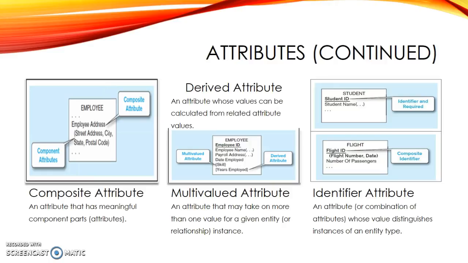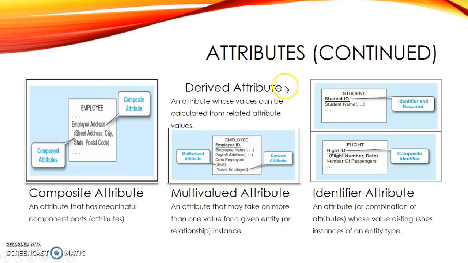A composite attribute would be employee address. There are many more composite attributes, but in this example, employee address can be broken into more attributes, such as street address, city, state, postal code, apartment number, and etc. Now, multi-valued attributes would be like skill, because let's say skill in programming, you could have Java, C++, C#, COBOL, Perl, and many more.